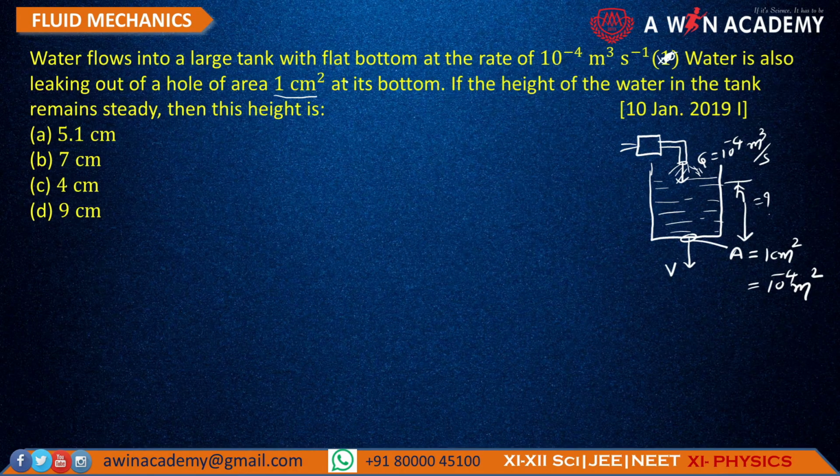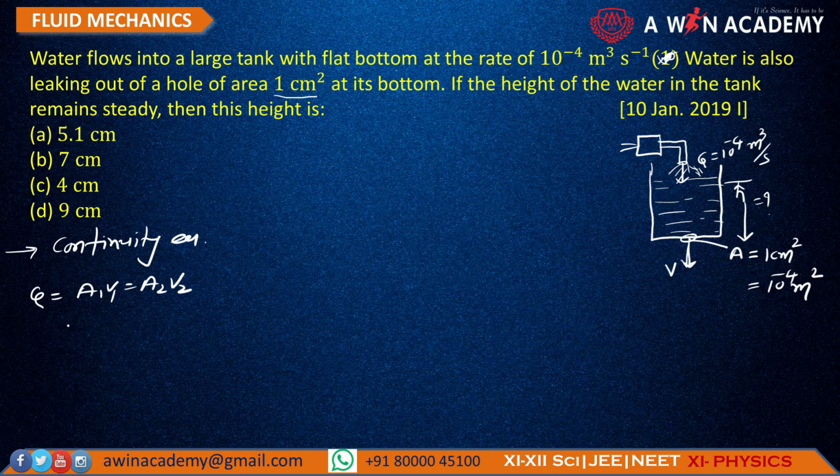You can see here the height is maintained when the flow rate coming from this tap is equal to the flow rate coming out from the hole at the bottom of the tank. Both flow rates are the same, so we can say the height level is maintained. Here we also use the continuity equation, and the flow rate Q is equal to A1 V1 is equal to A2 V2.